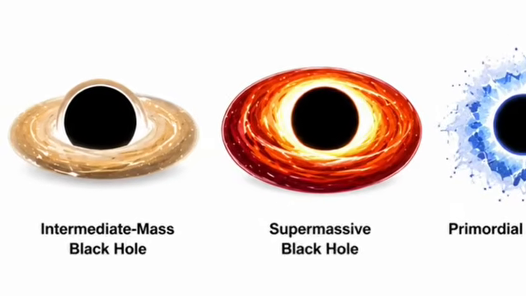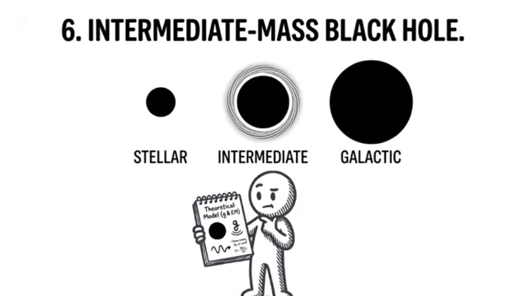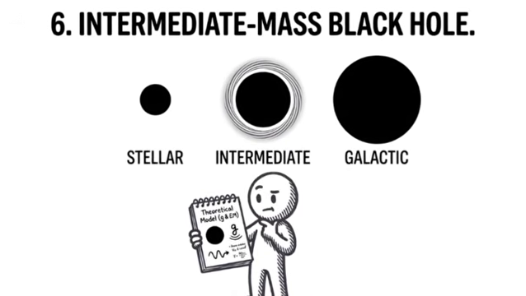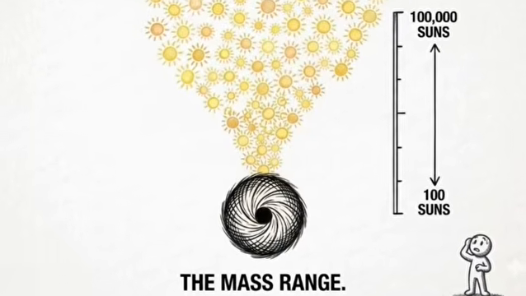Intermediate mass black hole. An intermediate mass black hole fills the gap between stellar black holes and the much larger ones found in galaxy centers. Its mass ranges from hundreds to hundreds of thousands of suns.